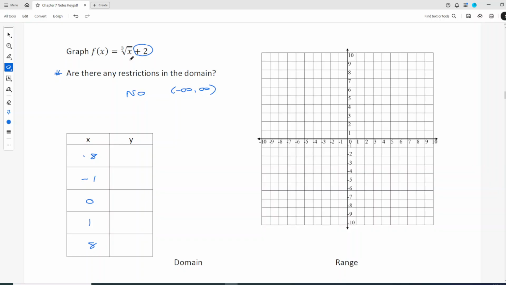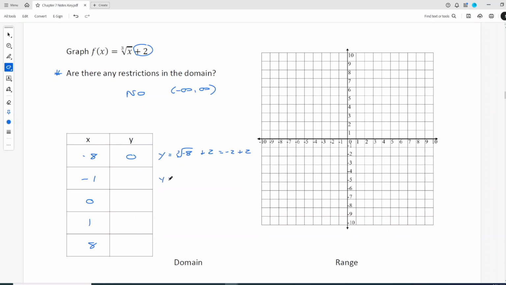For a square root graph, it's 0, 1, 4, 9. For a cubed root graph, it's -8, -1, 0, 1, 8. That is all you need to know. Then you plug them into your table of values. So I end up with the cubed root of -8, plus 2. Well, the cubed root of -8 is -2, plus 2 is 0.